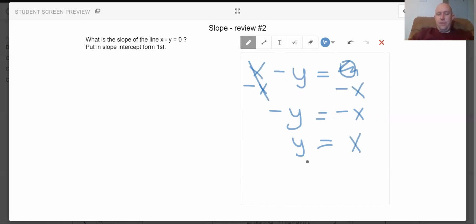And now I can find out the slope. Now it says y equals. So how many x's do we have? 1. And therefore the slope of this line is 1.